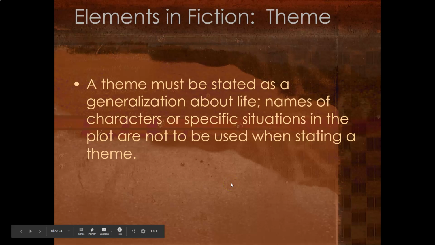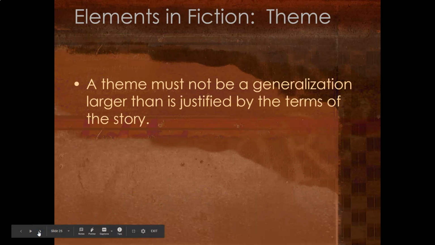A theme must also be stated as a generalization. So we don't want to include specific character names or situations, but more of a generalization based on what happened with the characters. But we want to make sure that that generalization is justified by the terms of the story. So everything that happens in the story must support what we decide the theme actually is.